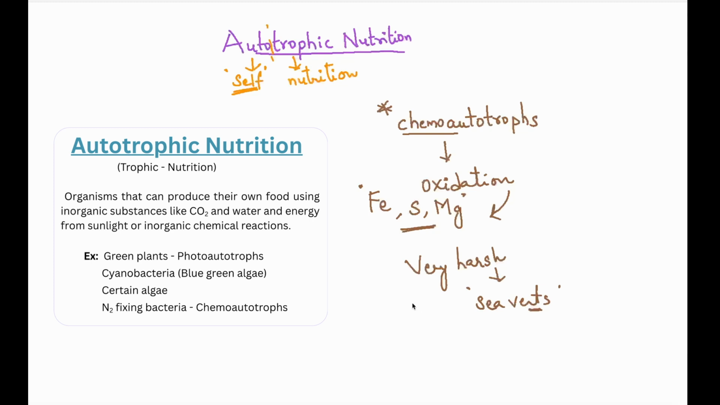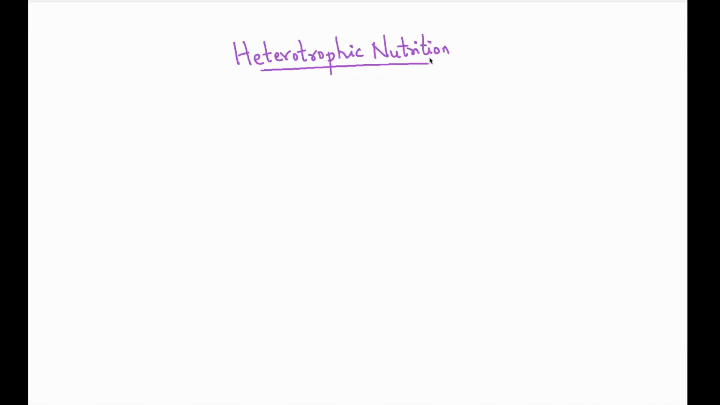So some key examples of these organisms include the nitrogen fixing bacteria which are present in the soil like Nitrosomonas and Nitrobacter, and some sulfur oxidizing bacteria like Thiobacillus. Thiobacillus is a sulfur oxidizing bacteria that obtains its energy from hydrogen sulfide, and these organisms are found in the deep thermal sea vents. So this is about chemoautotrophs.